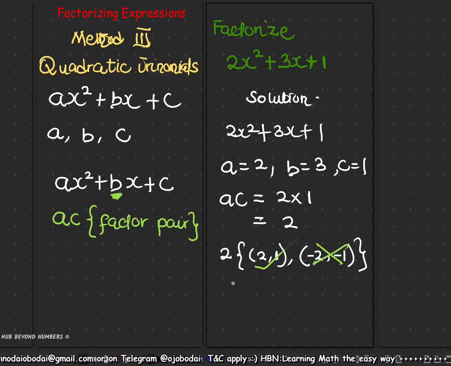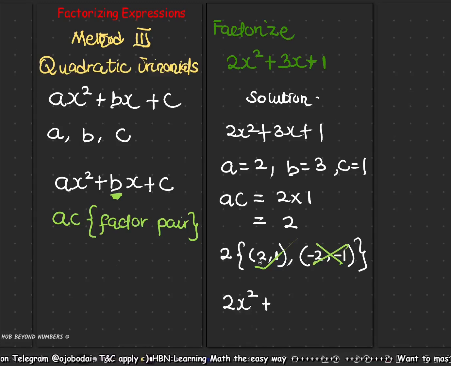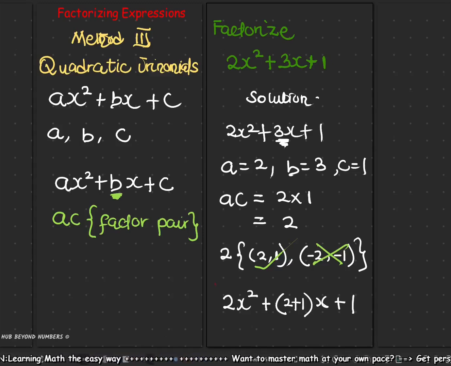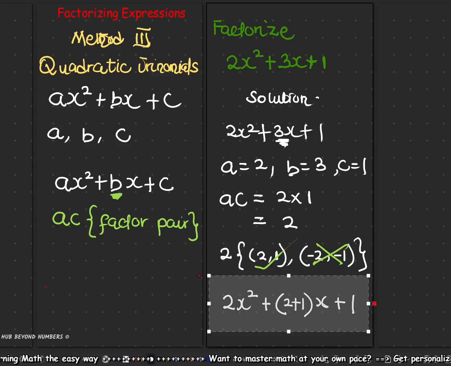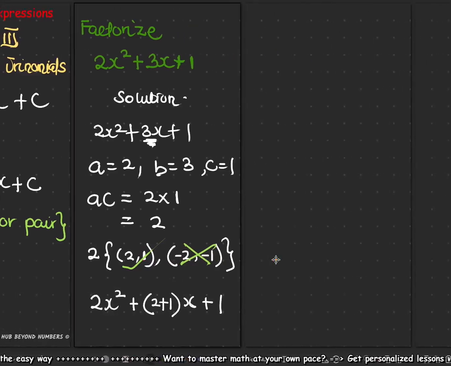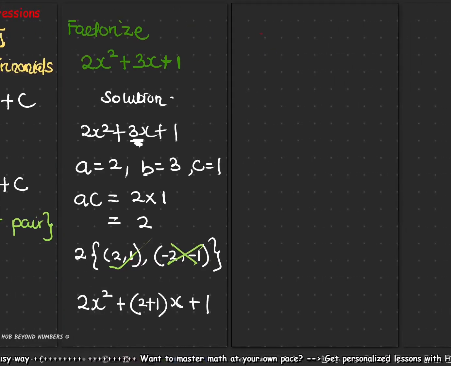So what that means is we are rewriting our expression so that we have 2x squared, then plus, instead of the 3 we have over here, we are going to substitute it with what? 2 plus 1. So instead of 3, we have 2 plus 1, with its variable being x, and then plus 1. This is the first step of our solution. Now this is what is going to help us solve using the method of grouping. How is it going to do that?